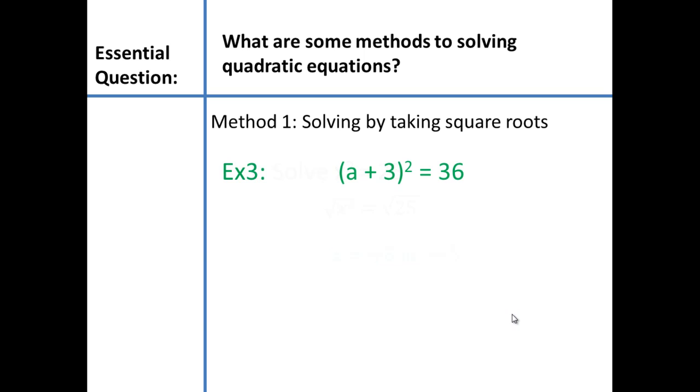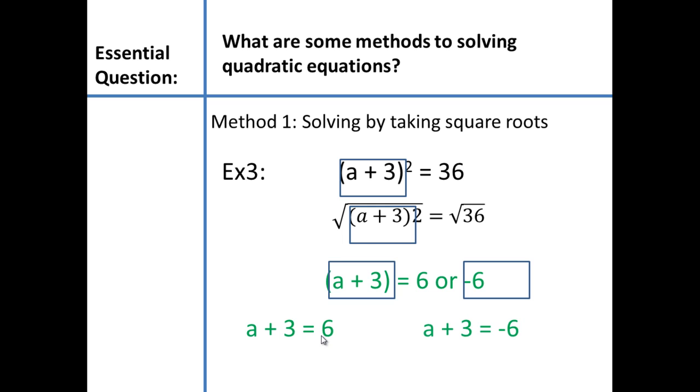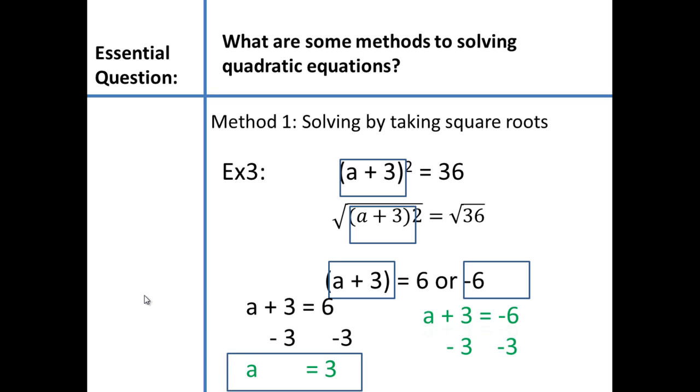Let's look at another example. The quantity a plus 3 squared equals 36. When you take the square root of both sides, a plus 3 is equal to 6, or a plus 3 is equal to negative 6. Then you write them as two separate equations. Then using basic moves of algebra, you'll be able to solve and see that a is equal to 3, or a is equal to negative 9.